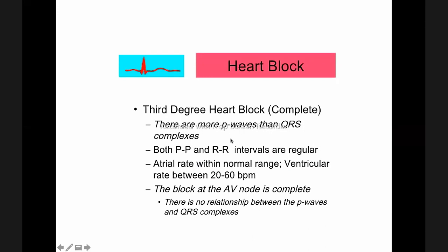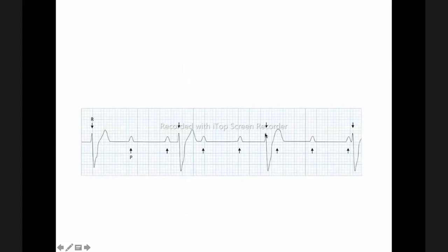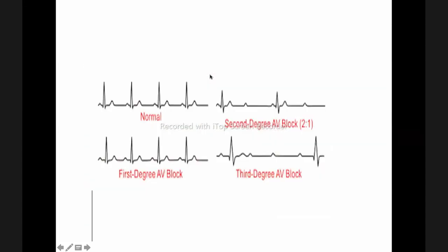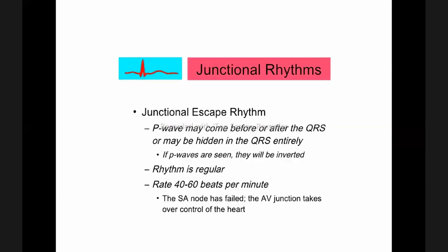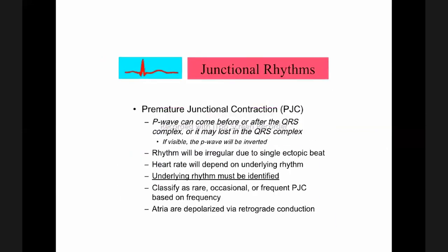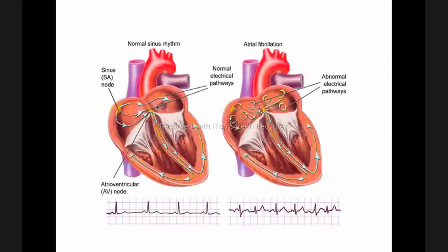But the worst now is the third degree. So imagine at the AV node, the atria, the AV node. Let me go to a picture. Do I have a picture? Then I can explain it better. Okay, I'll use this one, though it's not the best.